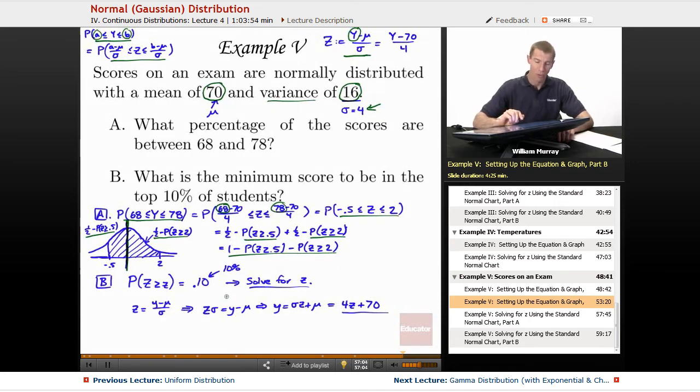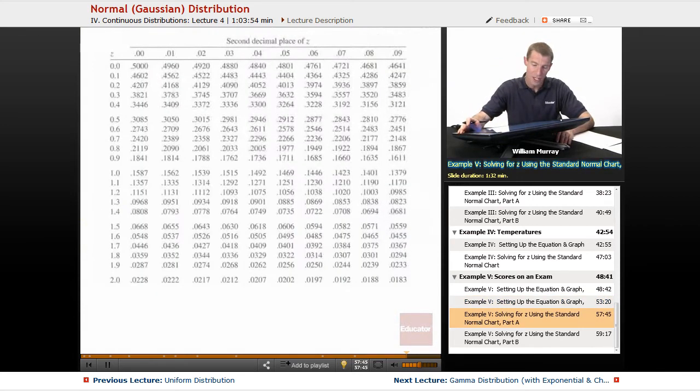For part B, I want to calculate the minimum score to be in the top 10% of students. So I want to figure out what cutoff on the Z chart will put me in the top 10%, will give me a probability of 10% of being above that score. So I'll solve that for Z on the next page. And once I find a Z cutoff, I'll convert that back into a Y. I solve this back into Y using mu and sigma, and I'll figure out a Y cutoff. That'll give me the exam score required to put you in the top 10% of students. So let's jump forward to the next page.